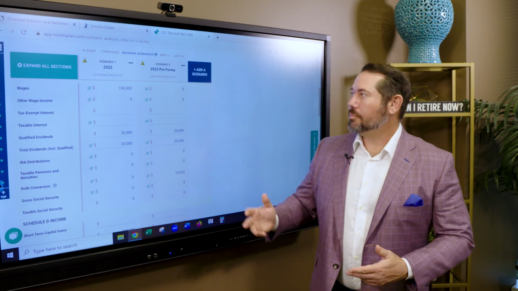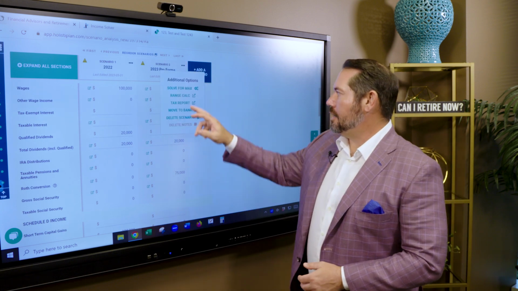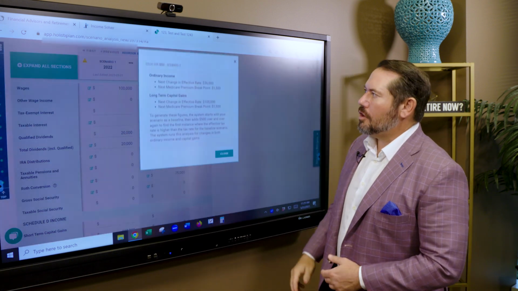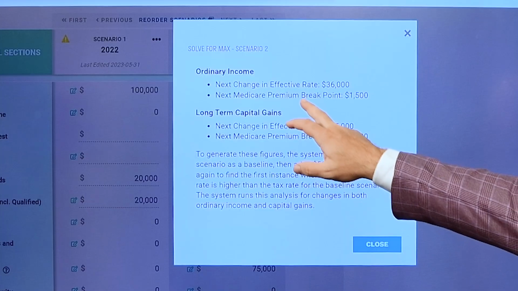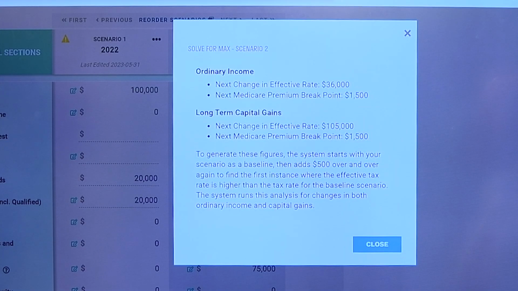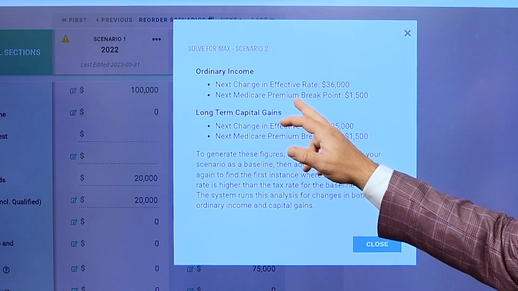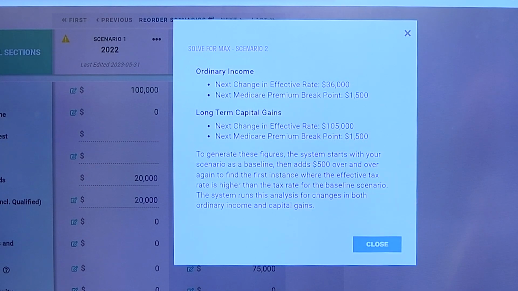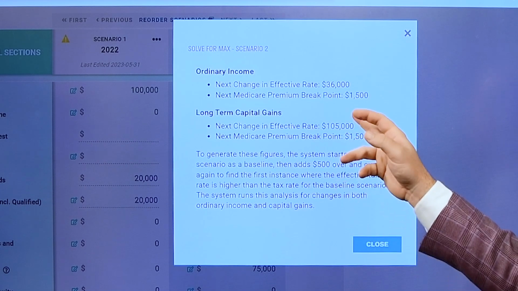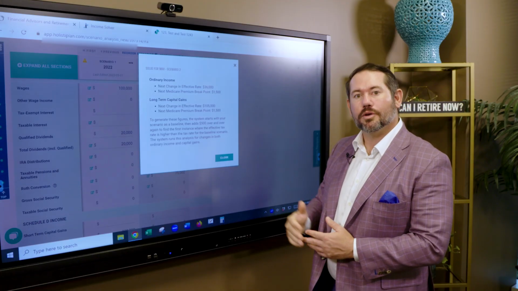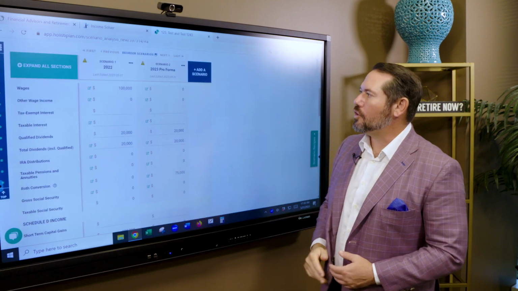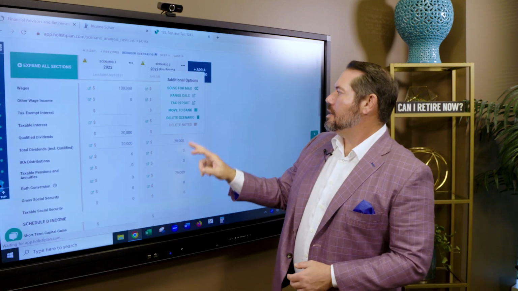So now we can open up a couple of these other modules here, and let's say we want to solve for max. So we can go $36,000 in income, ordinary income, before we hit the next change in their effective rate. We have a Medicare breakpoint at $1,500 more. This is how much we can have in long-term capital gains or dividends before that gets us to a change in the overall effective tax rate.